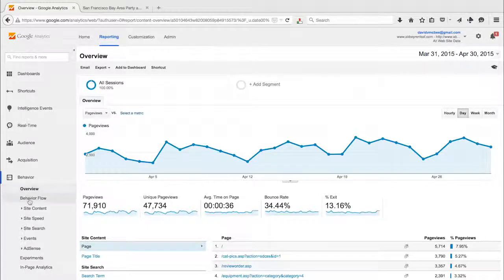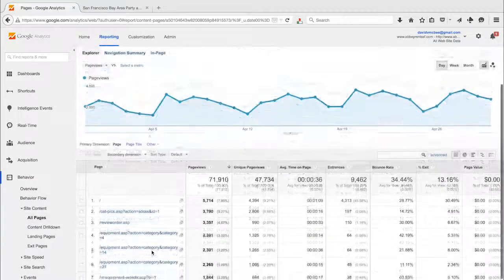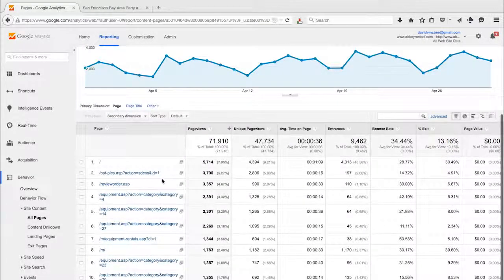You can see all the different pages that people are visiting. It even shows you the exact URLs so you can see which pages are the most popular. Your homepage is almost always going to be your number one page. It looks like the second most popular page on this site is something called Cat Pics.